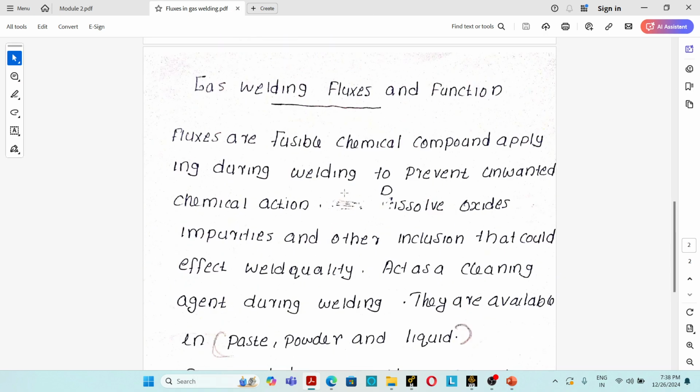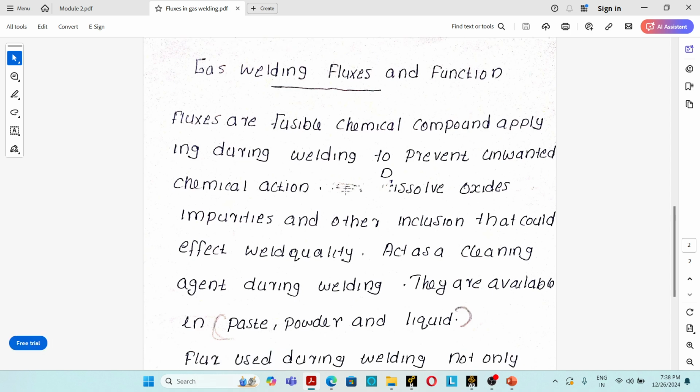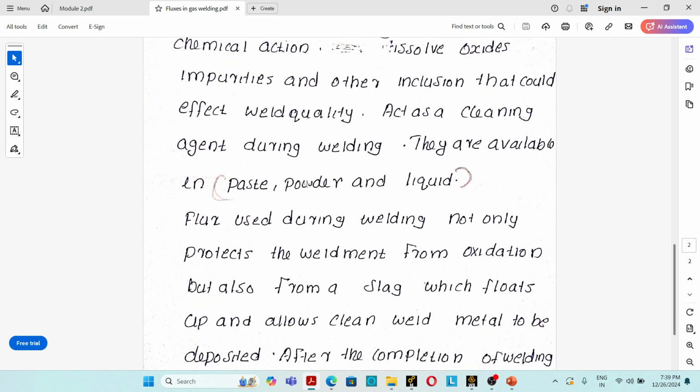So what is the importance of flux in the case of a gas welding process? That's very important. Flux is very important while in the gas welding process, we are adding flux. See, flux is actually a chemical component that is available in paste, powder, and liquid form. See, this flux undergoes a chemical reaction during the welding process and produces slag. That's the important point.